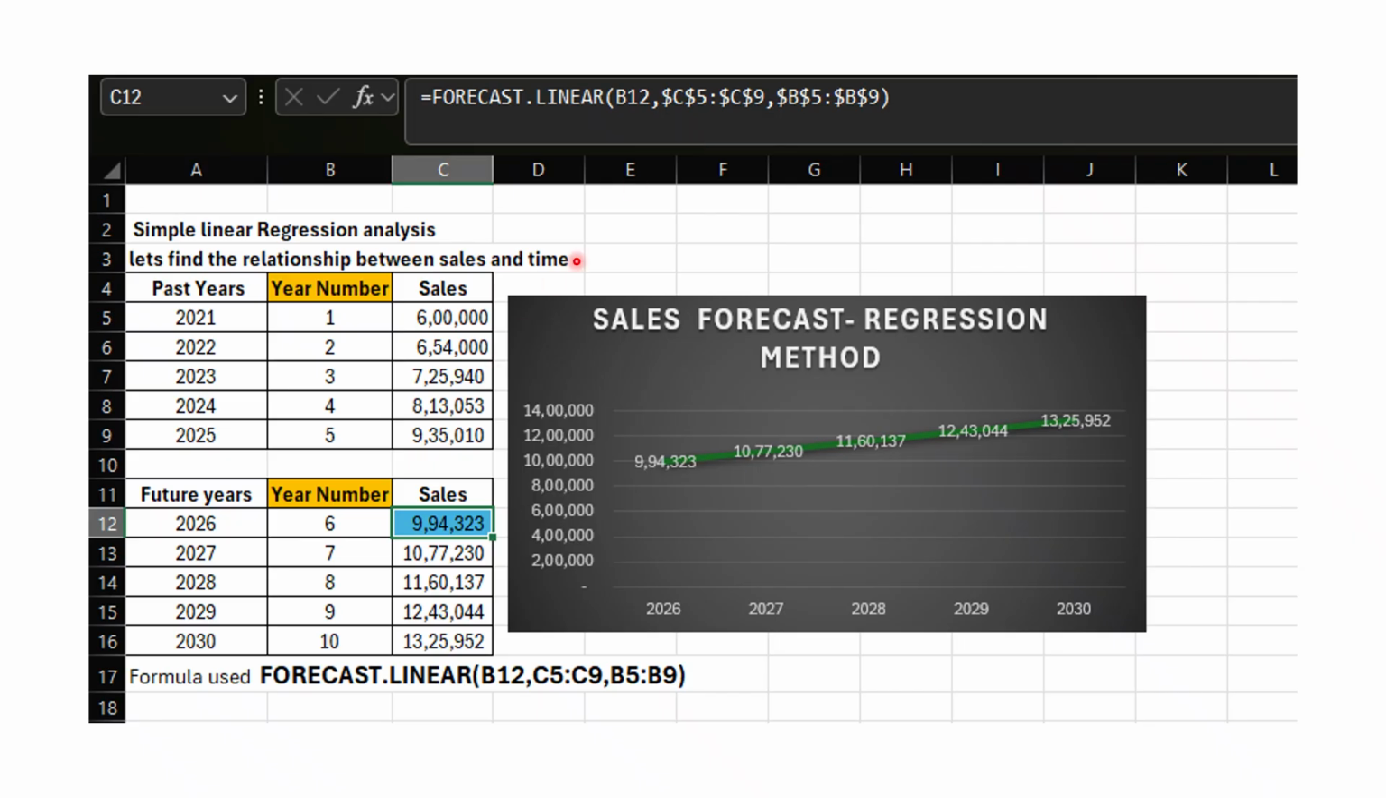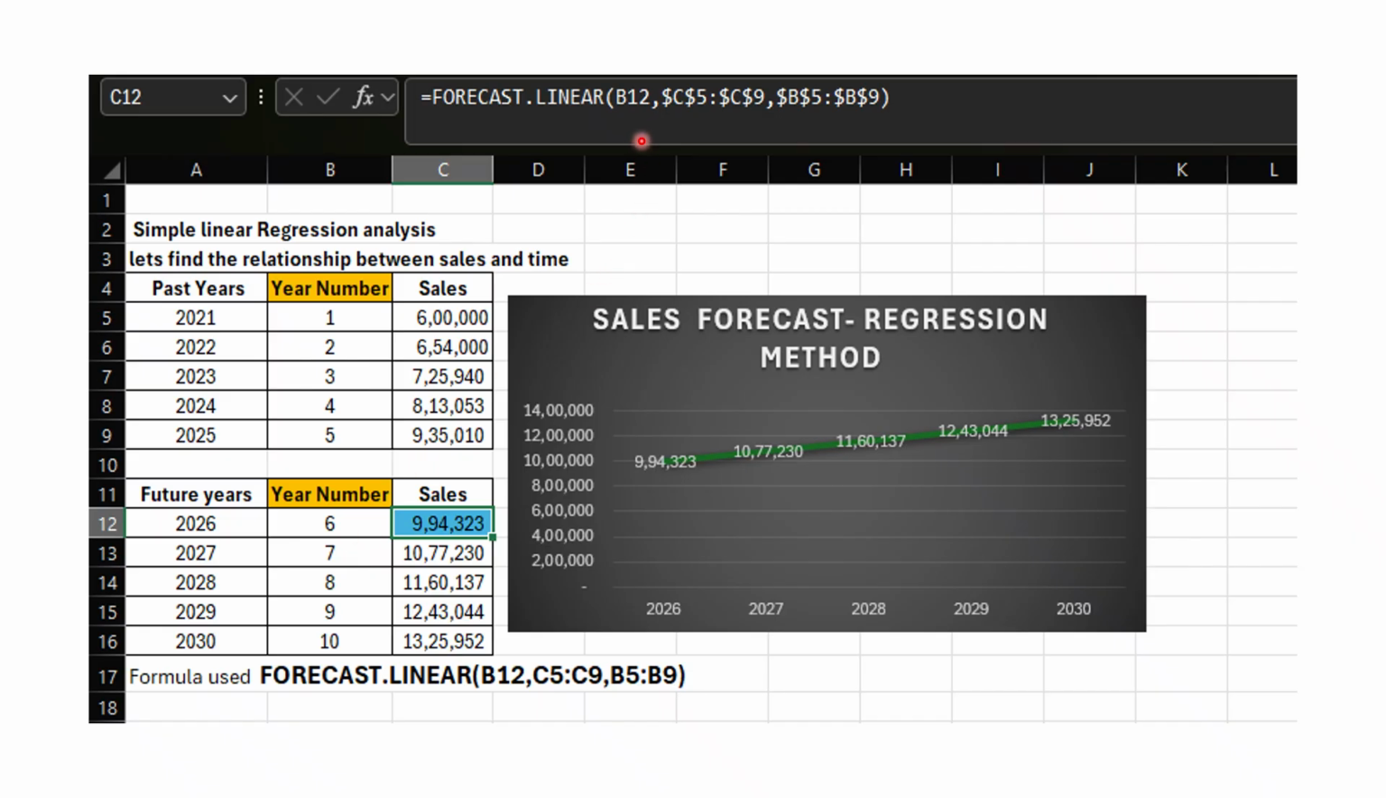So for determining the 2026 sales, I'm taking B12 as the x figure. Here B12 is 6. By using this formula I'm determining the sales for the year 2026. For the year 2027, all these figures in the formula will be fixed, but you need to change the x to B13, because the x factor for 2027 is 7. So just apply B13 here.